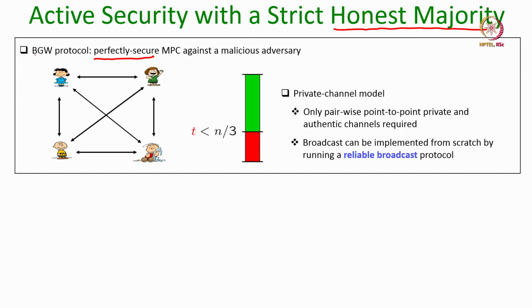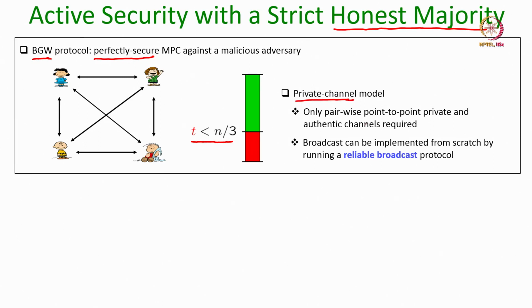And we have seen the BGW protocol. Of course, there are plenty of other protocols which are variants of the BGW protocol based on the principle of shared circuit evaluation, which are perfectly secure, and all these protocols can tolerate up to n over 3 corruptions, up to 33% corruption in the system. And the setup that we require for these protocols is the private channel model. We do not require anything else.